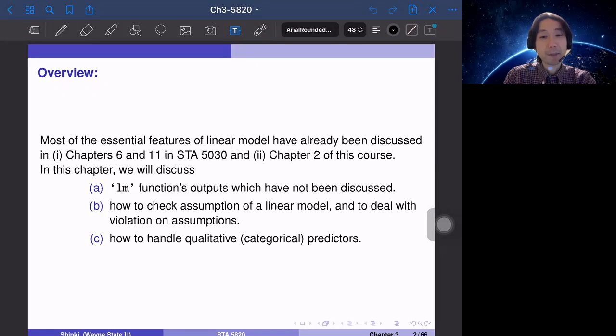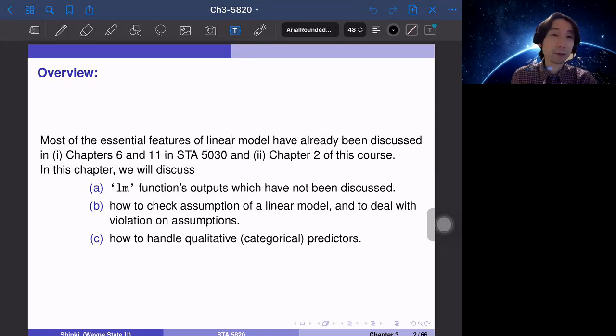One is the lm function. The lm function's outputs have not been discussed in 5030 or in chapter 2. And also how to check assumptions of the linear model and how to deal with violations of assumptions. For example, if we have some pattern in a residual plot, how to handle it, we discuss in more detail. And maybe this is covered in other courses such as 5030 or 6840, but also how to handle the qualitative, the categorical predictors.